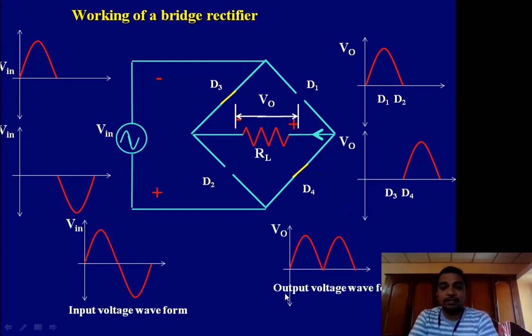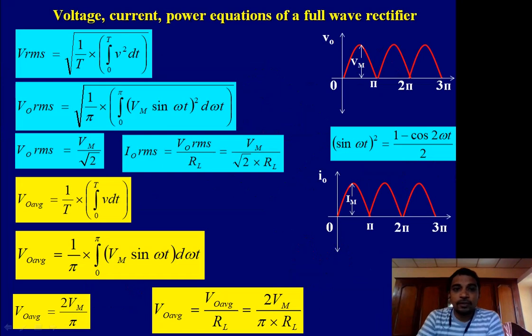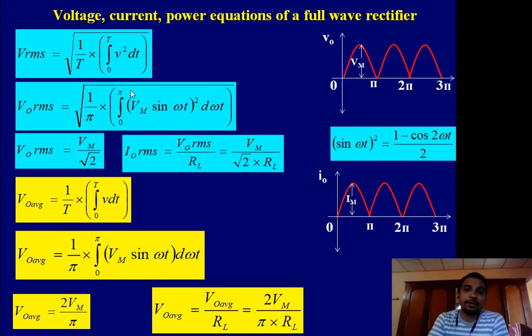This is the output voltage across this resistance. As compared to the half wave rectifier, we are getting the full cycle. So we will now do the analysis: the voltage, current, and power equations of the full wave rectifier.